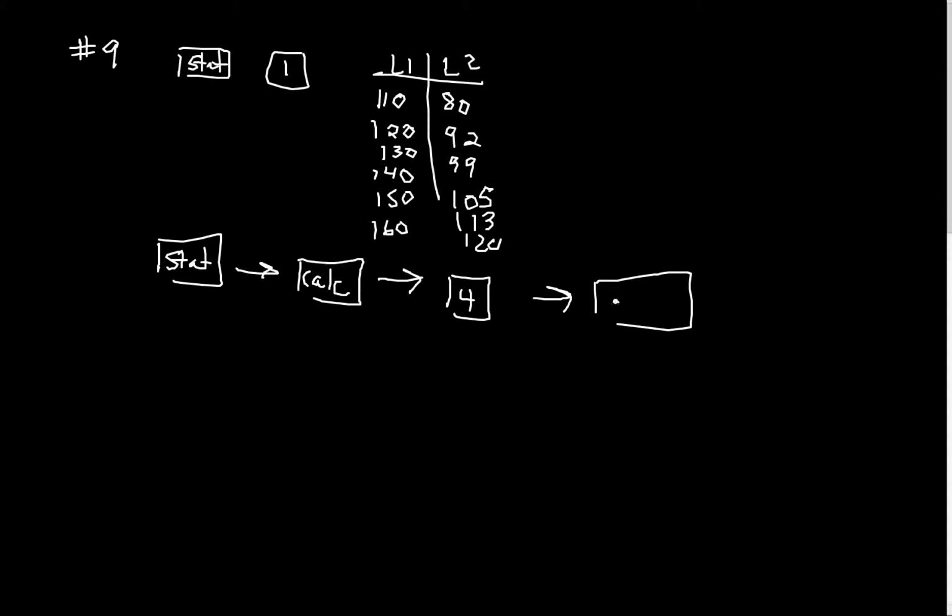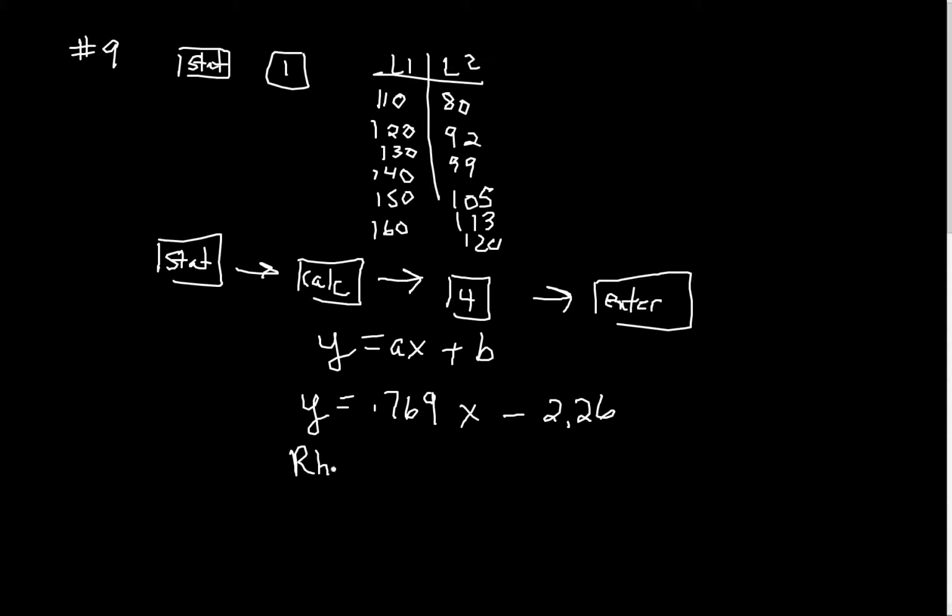So you push enter, and you're going to get y equals ax plus b, and then you just fill it in. Y equals 0.769 x minus 2.26, like that. And then you should put in the right letters for it. So your y is RH equals 0.769 DY minus 2.26. All right, you guys get that?